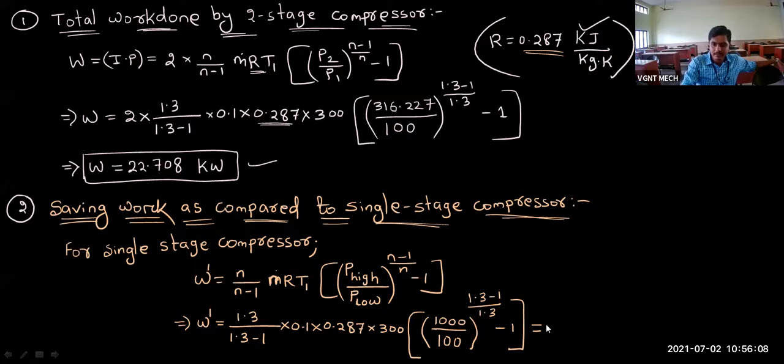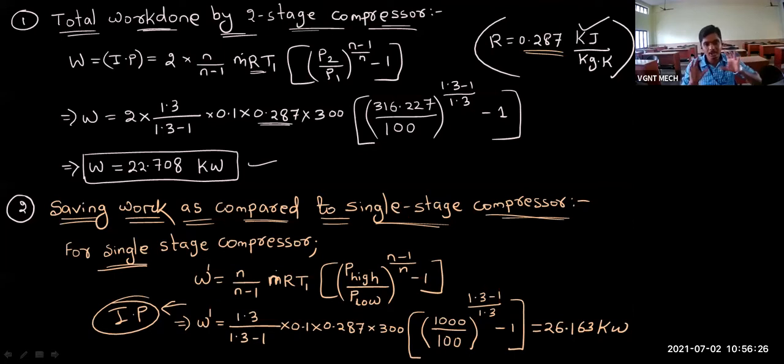Here we are getting 26.163 kilowatt. Now you can see the difference. For a single stage compressor, how much work? This is nothing but the input work or indicated power. This much work we have to do. For single stage compressor, in order to compress the gas, how much work do we have to do? 26 kilowatt. But for the 2-stage compressor, we have to do only 22 kilowatts.